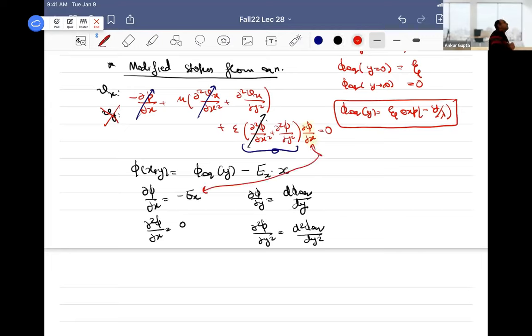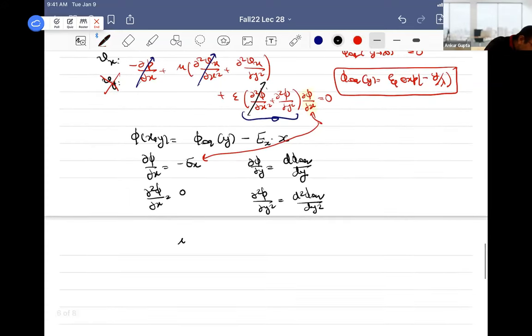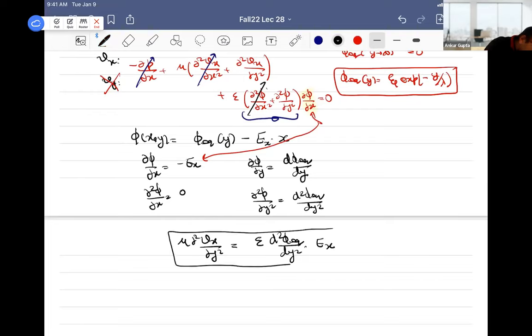minus Ex, right? So essentially what I get out is mu del square Vx by del y square, and you can verify this, epsilon d square phi equilibrium by dy square Ex. This is what you get out.